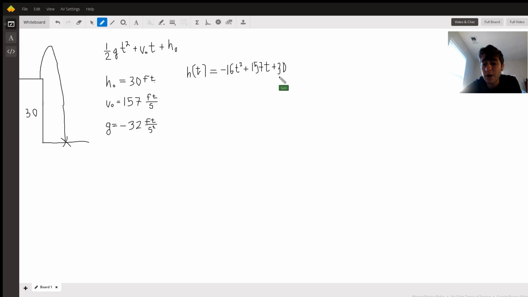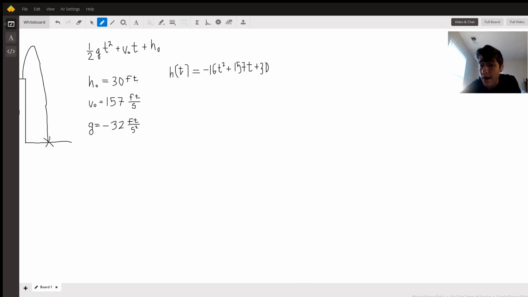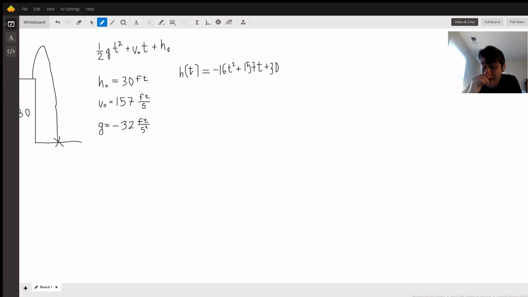And we're being asked to find when this arrow hits the ground. Well, what does it mean for the arrow to hit the ground? That means the height is supposed to be 0, right? So we want to set this equal to 0, and we want to solve this quadratic equation.